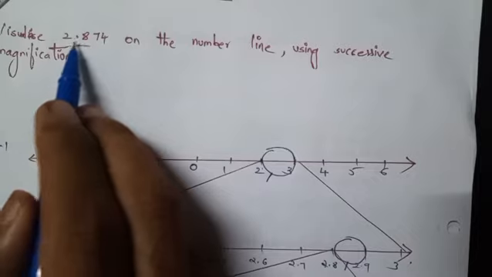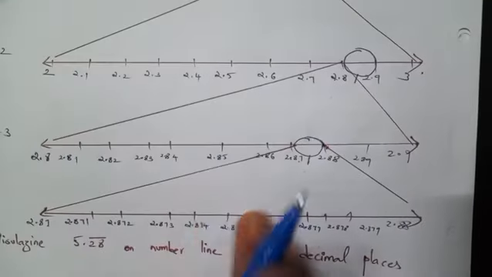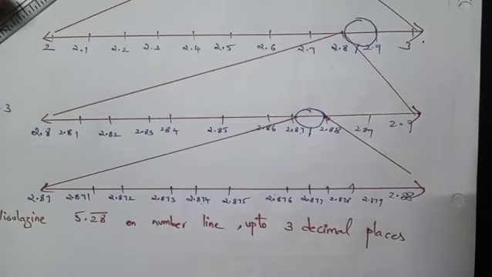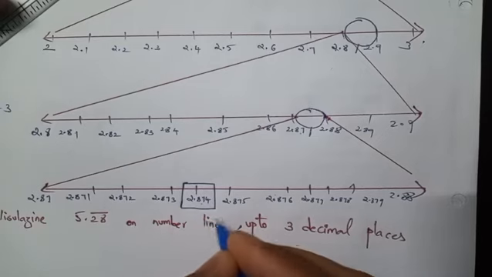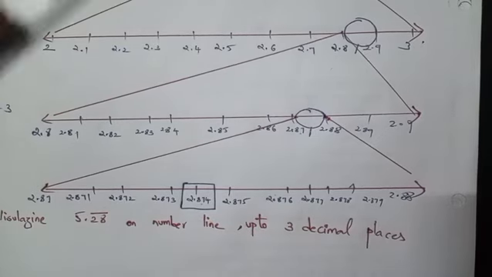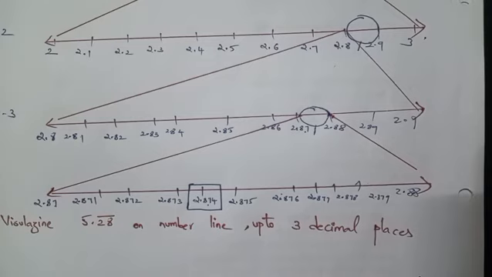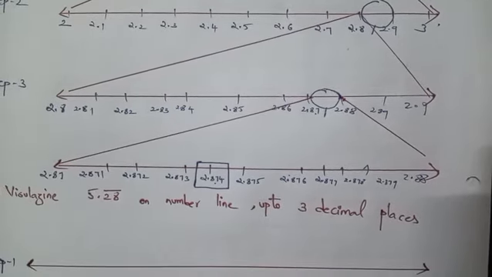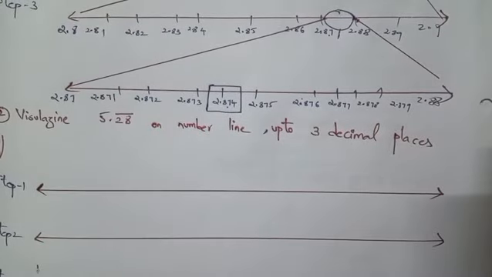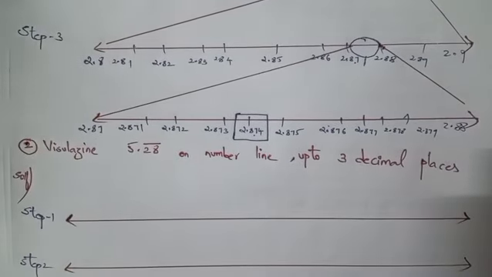We want 2.874. This is our number. We just need to highlight this and we got the number 2.874 on the number line using successive magnification. Okay, I think this is a very easy example. You may get this type of question in the exam. You may get. So what is here?